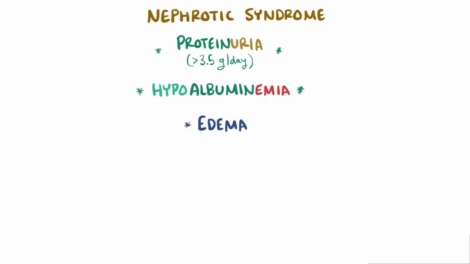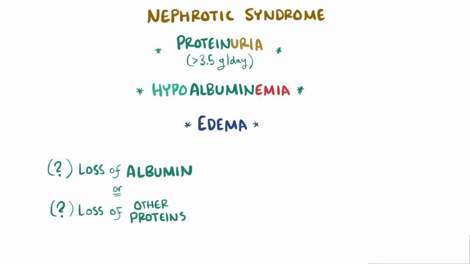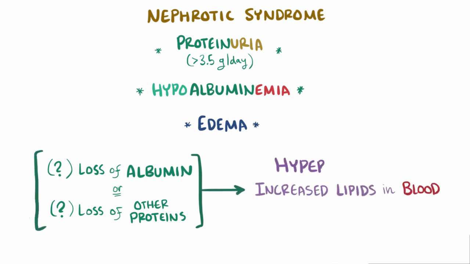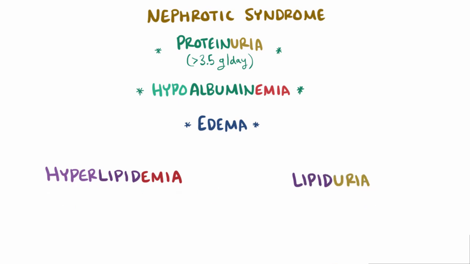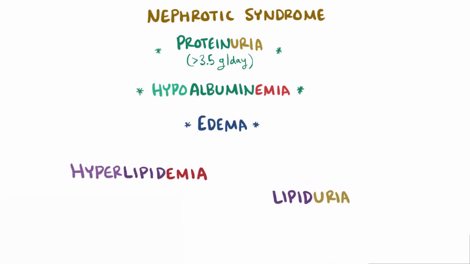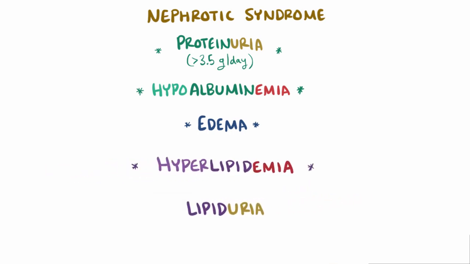Finally, it's thought that as a result of either losing albumin or losing some protein or proteins that inhibit the synthesis of lipids, or fat, you get increased levels of lipids in the blood, called hyperlipidemia. Just like the proteins, these lipids can also get into the urine, causing lipiduria. And those are the hallmarks of nephrotic syndrome: proteinuria, hypoalbuminemia, edema, hyperlipidemia, and lipiduria.